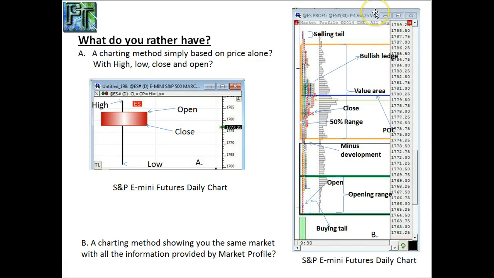So, this is pretty much in a nutshell what you're looking at when you use market profile. Now to highlight the big difference between the two, what would you rather have? A charting method simply based on price alone with a high, a low, a close and an open, or a method that will take exactly that same day that you see in the candle and provide you with all this valuable information.